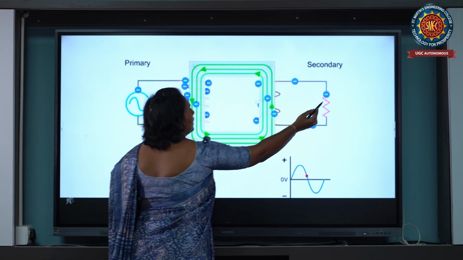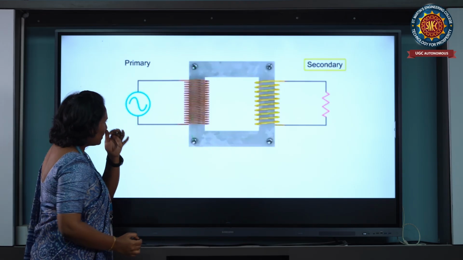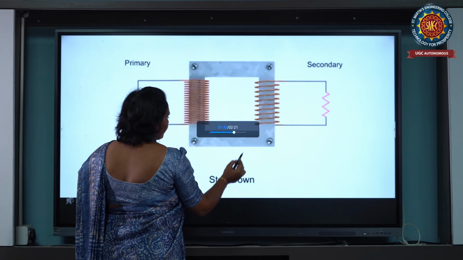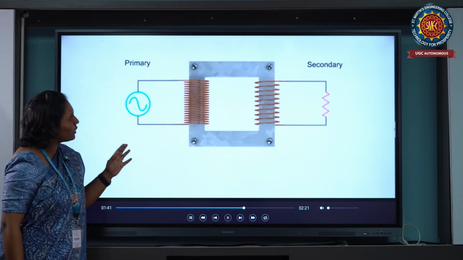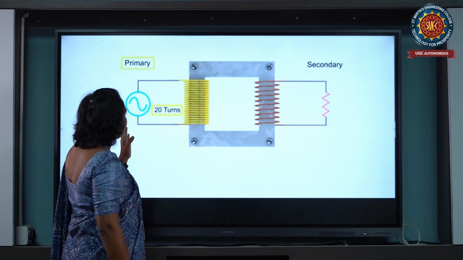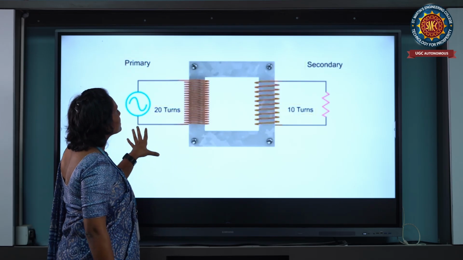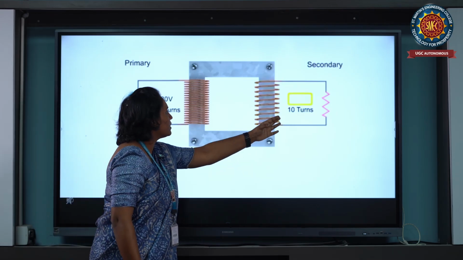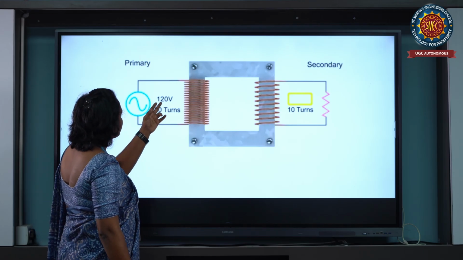Coming to the load, this is the primary and secondary of the transformer. Based on voltages, we have two types of transformer, step up and step down transformer. We'll discuss the step down transformer. Primary side has 20 turns, secondary side has 10 turns, and the supply voltage is 120.